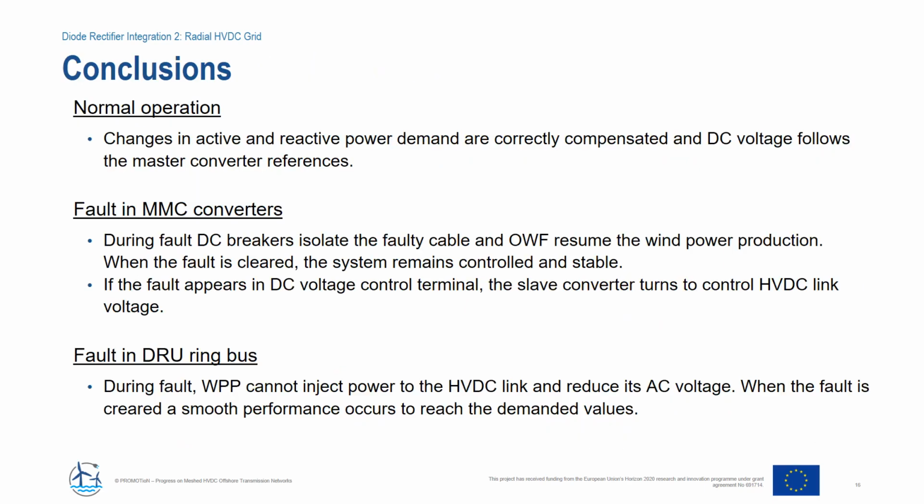Besides the results shown, a large number of studies have been carried out to show adequate control performance during changing power demand set points and wind speed. Moreover, the control system shows a good performance and recovery during AC and DC faults at the terminals of the DRU and both MMC converter stations. After these studies, the main conclusion is that DRU stations can be used to integrate wind power plants into existing or new interconnectors.